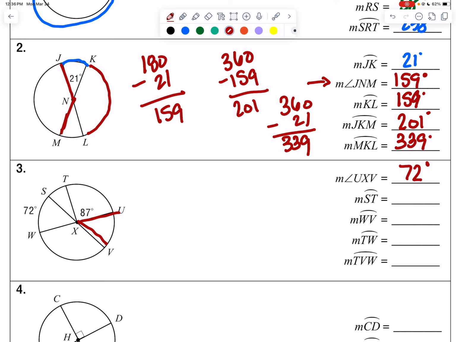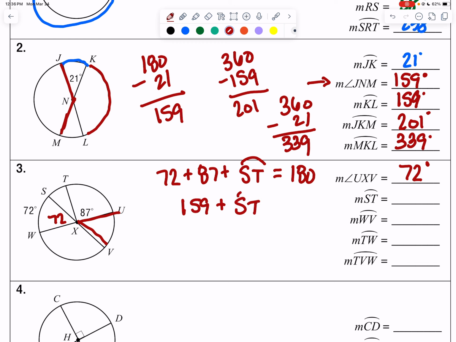Arc ST. If we know that this is 72, and we know that angle TXU is 87, and we also know that this is a semicircle, we could say 72 plus 87 plus the measurement of ST is going to be equal to a semicircle, or 180 degrees. So then we just got to figure out what that is by adding the 72 and the 87, and then subtract by 180. So ST is going to give us 21 degrees.